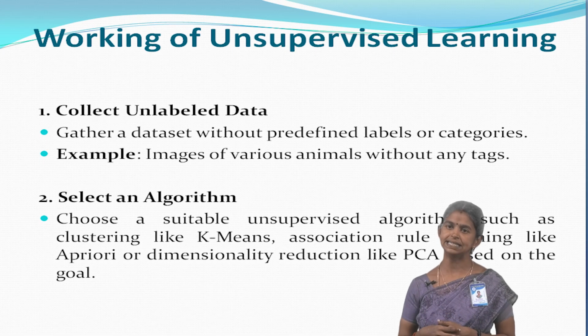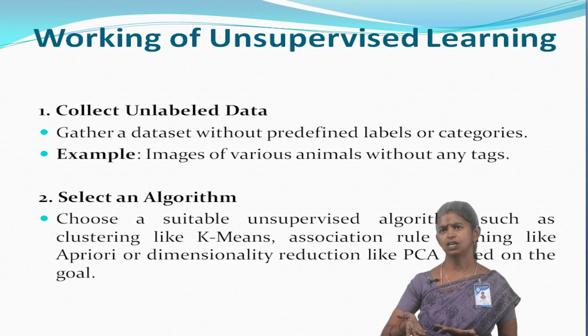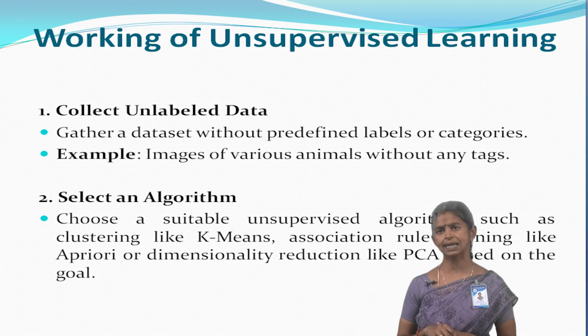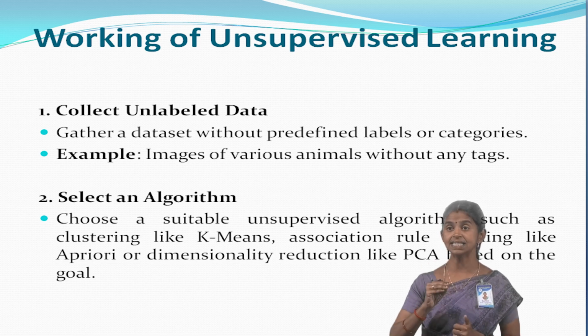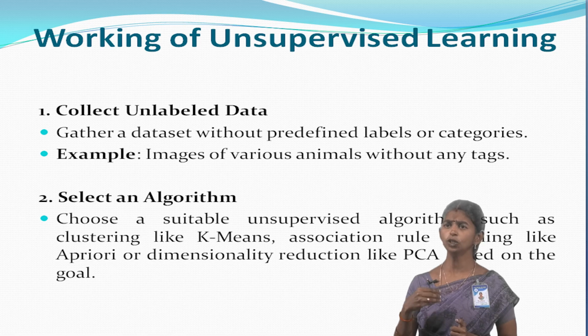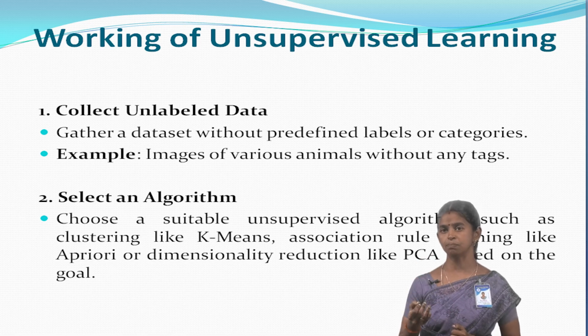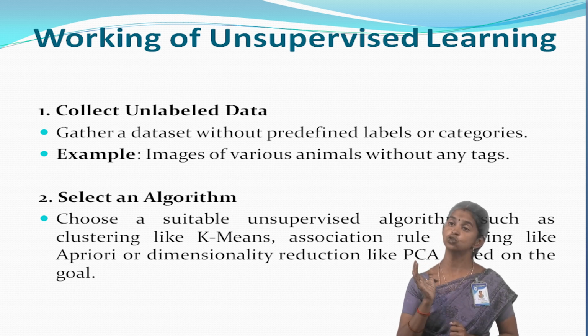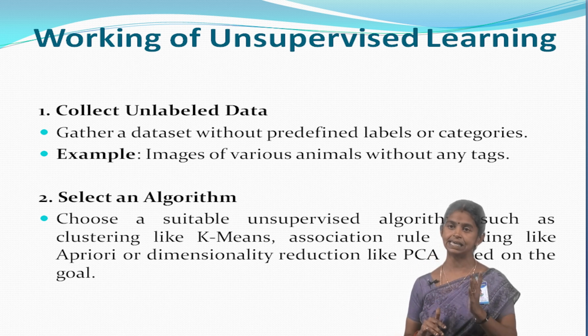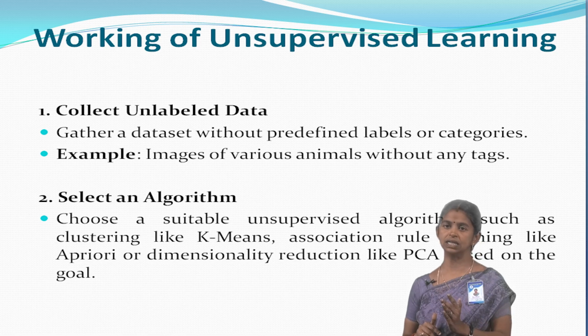Working of unsupervised learning. Like supervised learning, unsupervised learning also starts by collecting data. It collects unlabeled data: gather a dataset without predefined labels or categories. Example: images of various animals without any tags. Select an algorithm: choose a suitable unsupervised algorithm such as clustering like k-means, association rule learning like Apriori, or dimensionality reduction like PCA, based on the goal.